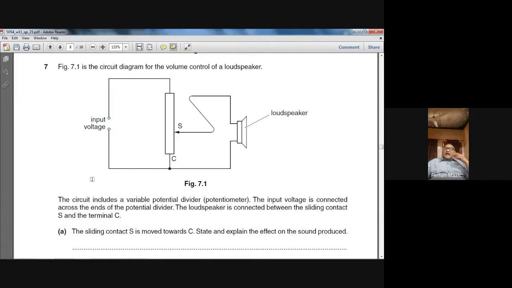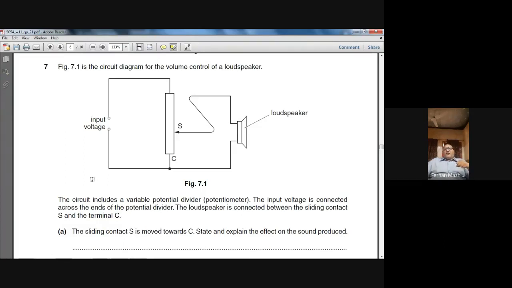Connect this diagram with the potential divider. Whatever the voltage drop across R2 is, that is fed to the loudspeaker. So if the voltage across SC, or R2, is larger, the loudspeaker will have larger voltage, and the sound produced will be louder.